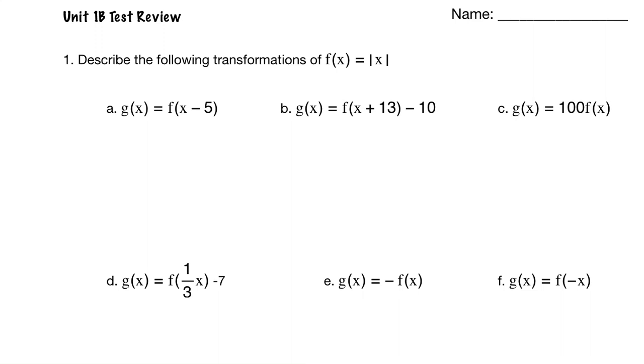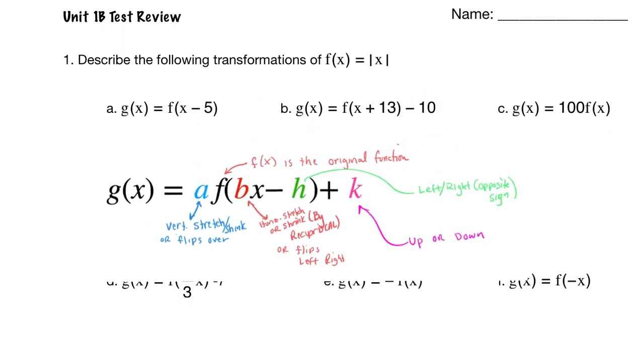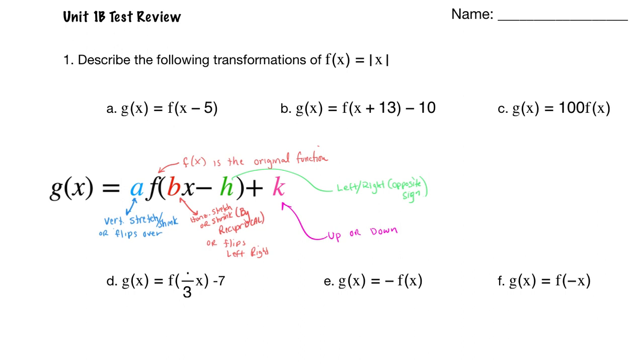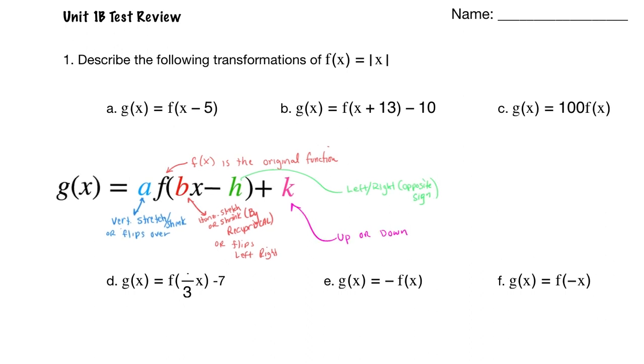So here's our quick test review. I'll run through the examples here, the problems here, and I'll be referencing this quite a bit, as we can see right now. So this is our layout for how functions are transformed. If you remember, we can vertically stretch or shrink by the a. It can also flip it over the x-axis if a is negative.